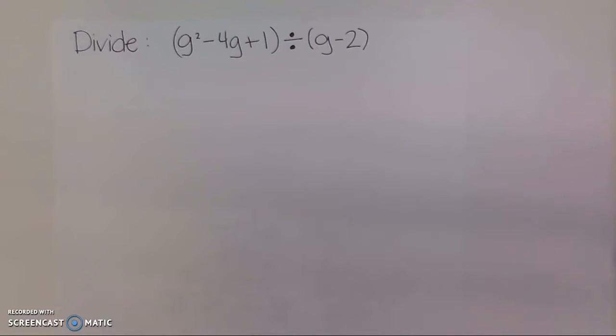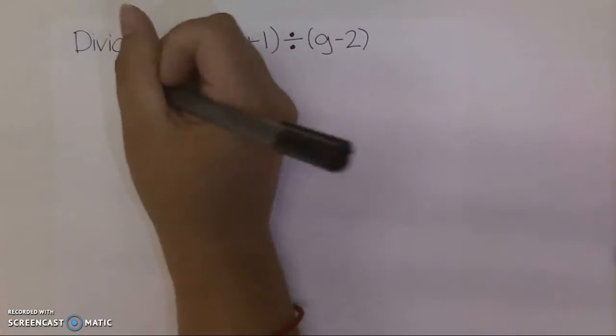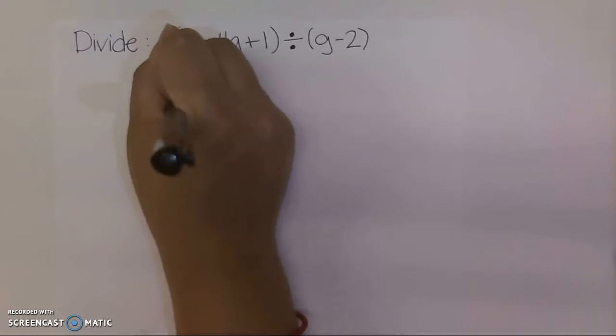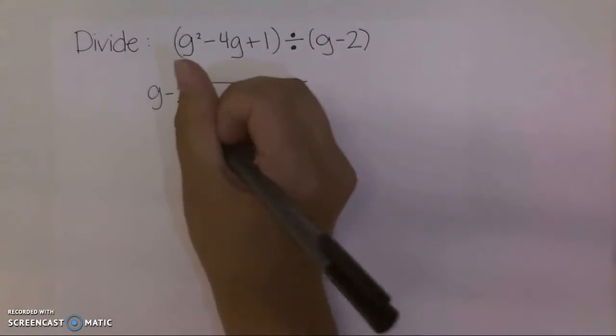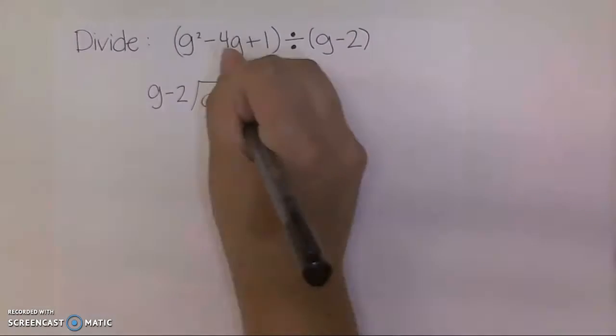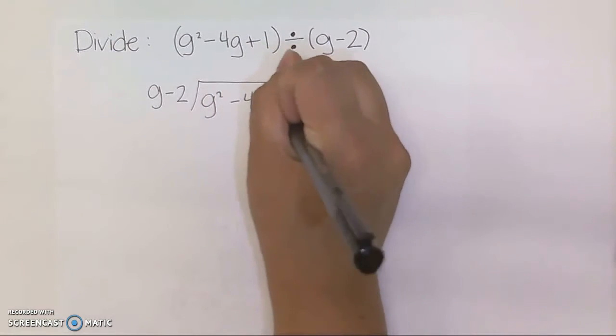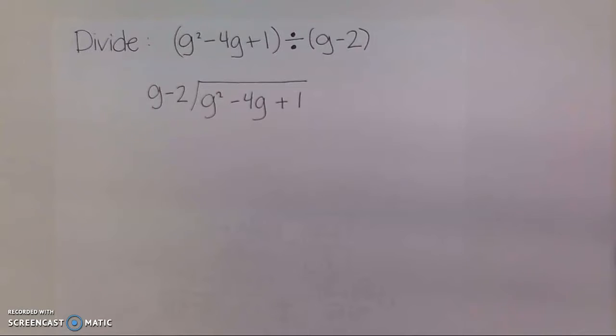So in this video, we're going to talk about dividing polynomials, and we are going to use long division in this video. There's another way called synthetic division, but we're going to focus on a long division way. All right, so we're going to start by setting this up appropriately. So g minus 2 should be on the outside of the division sign, and g squared minus 4g plus 1 should be on the inside.